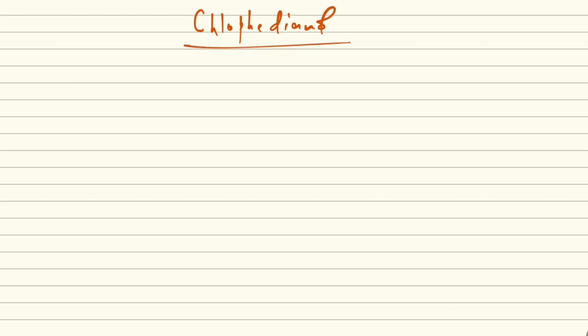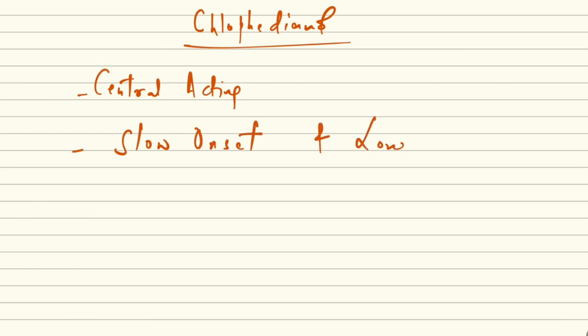Now another non-opioid drug is clofedanol. This drug is centrally acting. As we know, it is an antitussive. It is a centrally acting drug, and it has a slow onset as well as a long duration of action. So its important properties are slow onset and long duration of action.